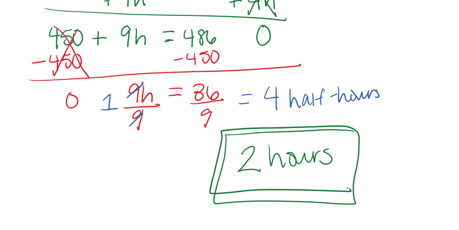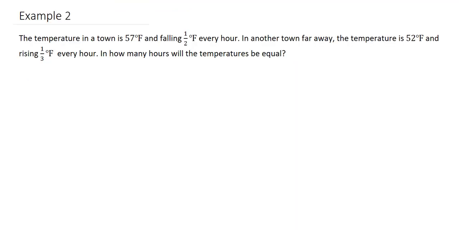So now let's look at another problem. Example 2. The temperature in a town is 57 degrees and falling half a degree every hour. In another town far away, the temperature is 52 degrees and rising a third every hour. And how many hours will the temperature be equal? So once again, we're setting up a problem.